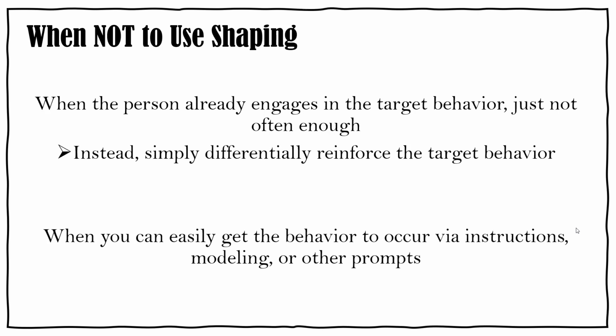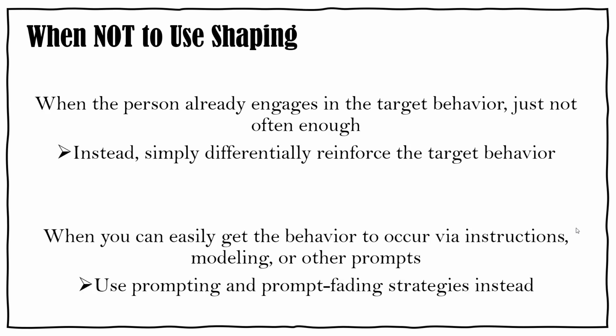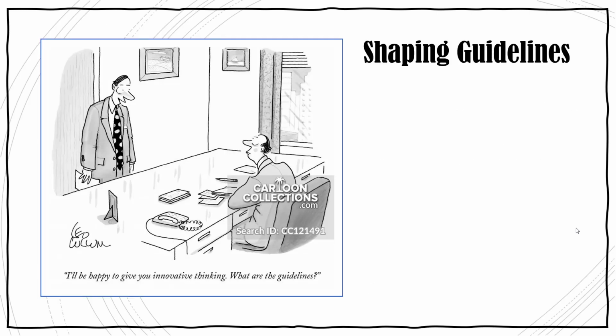Or if you can easily get the behavior to occur with instructions, modeling, or other prompts, then you want to go ahead and use your prompts. So if the person already engages in the behavior, they're just not doing it enough, then differentially reinforce it or use your prompts. And that often leads to faster acquisition than using shaping. But if you have a new skill that the person's not already engaging in, then shaping is a really good technique.